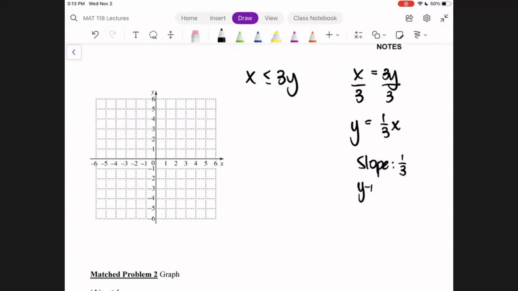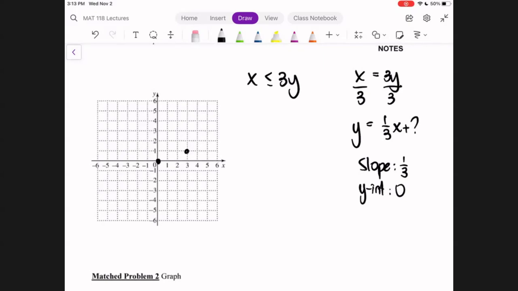The y-intercept, I don't see anything here. I'm not adding or subtracting anything, so the y-intercept is 0. So I go through the origin. Then I'm going to go up 1, right 3, because my slope is positive. Up 1, right 3. We can get our other points here. And then we're going to make a solid line because it is greater than or equal to, or if you have less than or equal to, solid line for your boundary line.